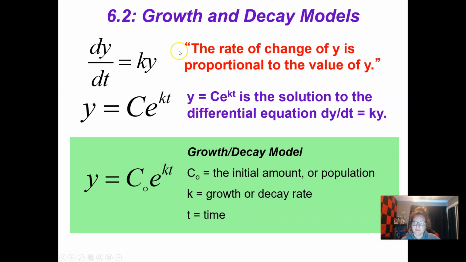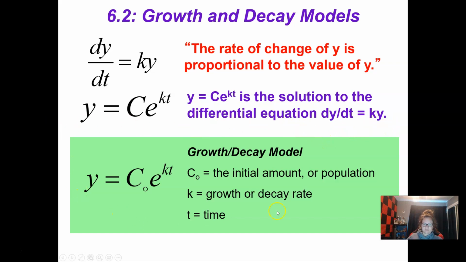So connecting it all, okay, so if you remember or you look back, the warm-up number 2 was dy over dt equals k times y. So the rate of change of y, right, it's a derivative, is proportional to the value of y. That's how we get the k times y. Then when we take that and get a general solution, y equals ce to the kt is the general solution to my differential equation dy over dt equals k times y.